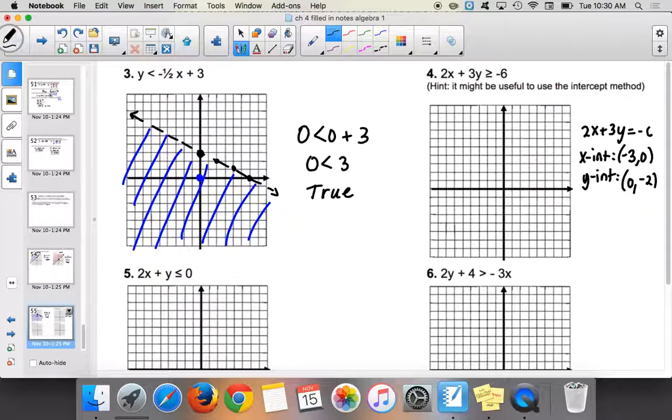These are 2 separate points. So some of you guys, even on your quiz, were writing those as a single point. Remember, I said a lot of people try to do that every year. So it's 2 separate points, -3, 0, and 0, -2. We know that we have a solid line because it was greater than or equal to. So the equal to fills in the line.